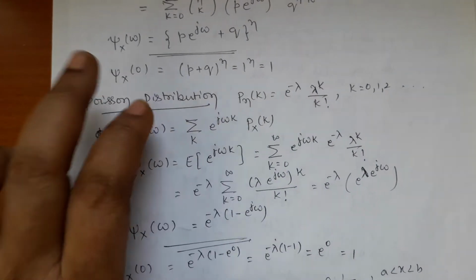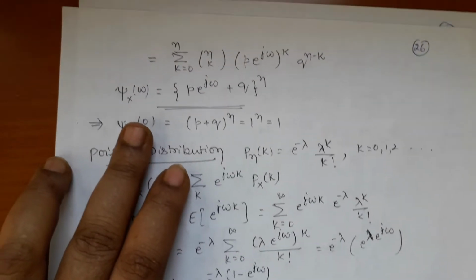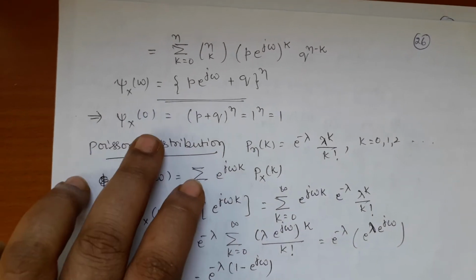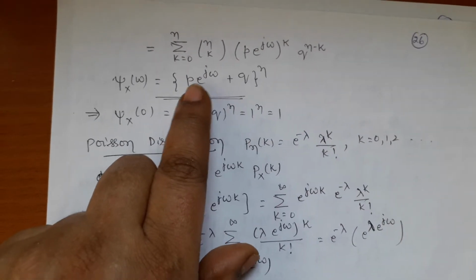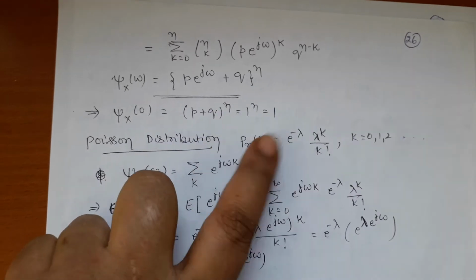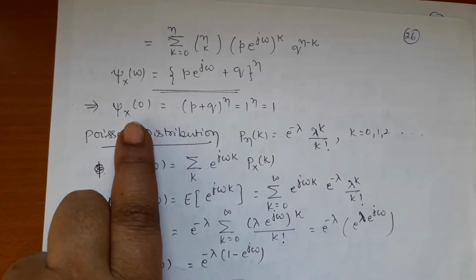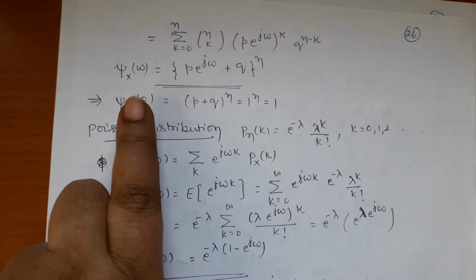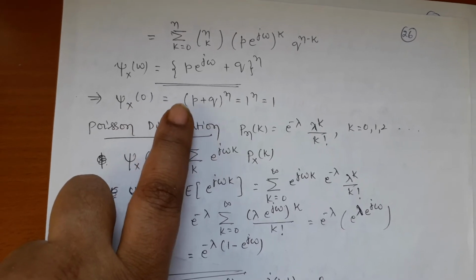And then this is the characteristic function for the binomial distribution. Put omega equal to 0. What we get? E power of 0 is 1, so p plus q to the power of n. What is the characteristic function value for omega equal to 0? It is 1.